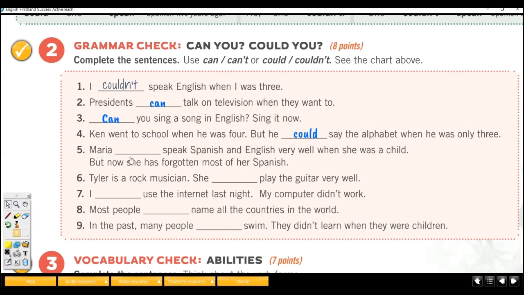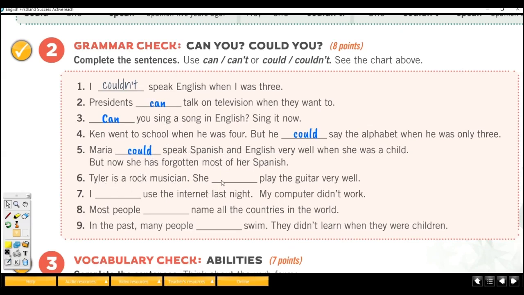Okay. Maria could speak Spanish and English very well when she was a child, but now she has forgotten most of the Spanish. Okay. 그때 두 언어 잘 말할 수 있었어요. 근데 이제는 거의 다 잊어버렸으니까 이제 못해요. Okay, so she could speak Spanish before, but now it's finished, and now she has forgotten most of her Spanish.